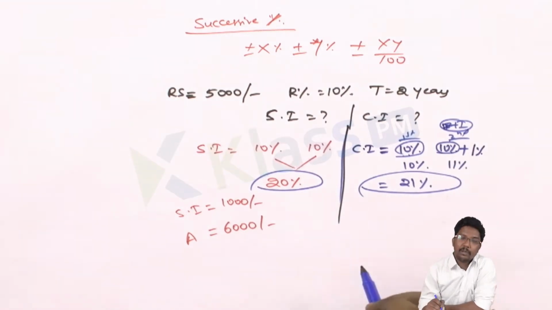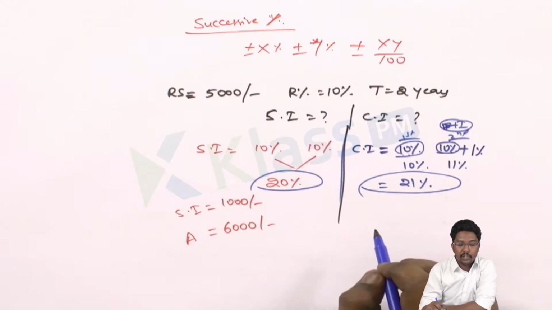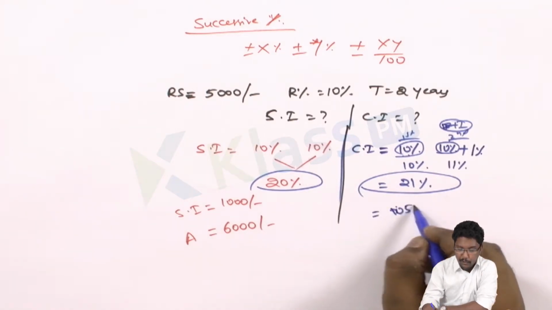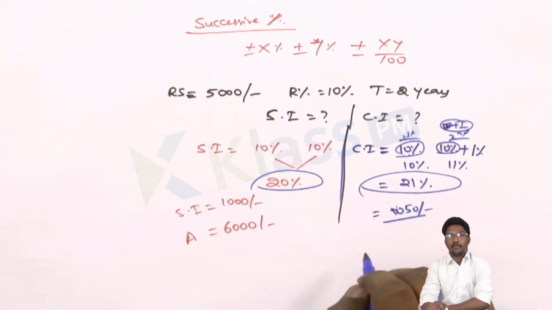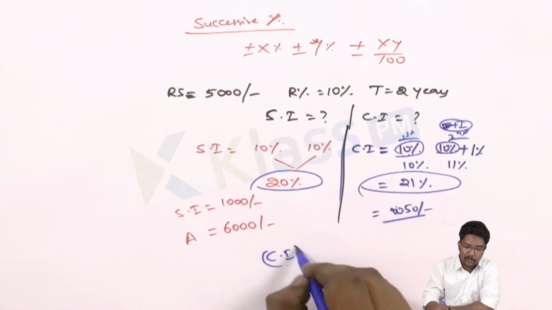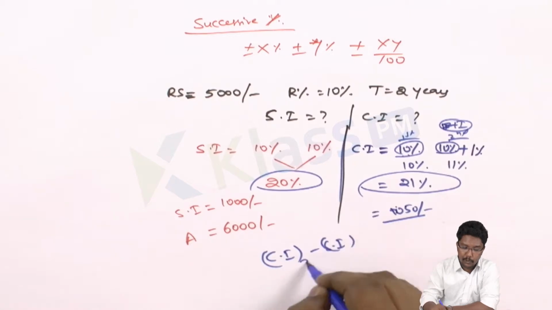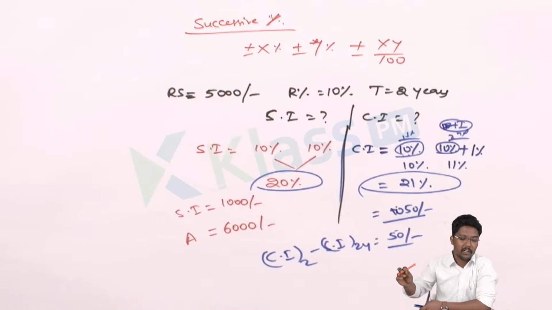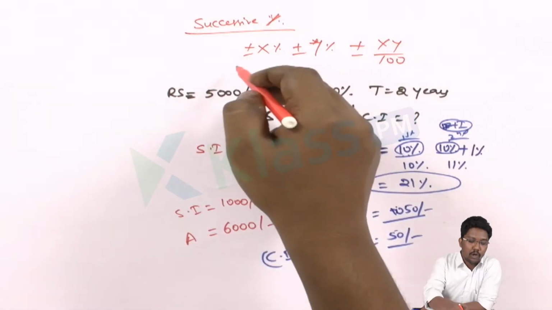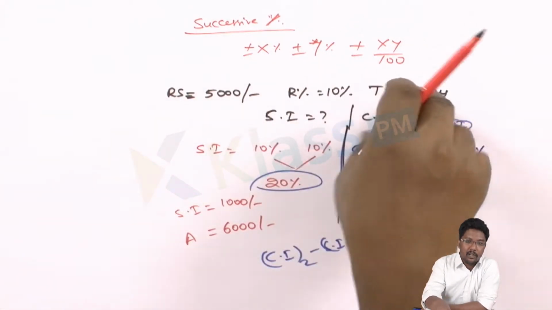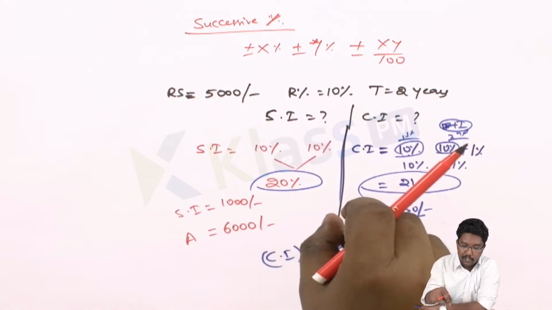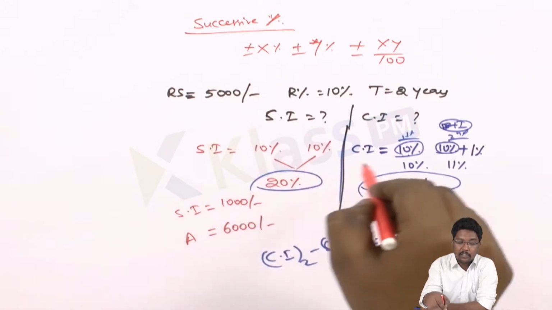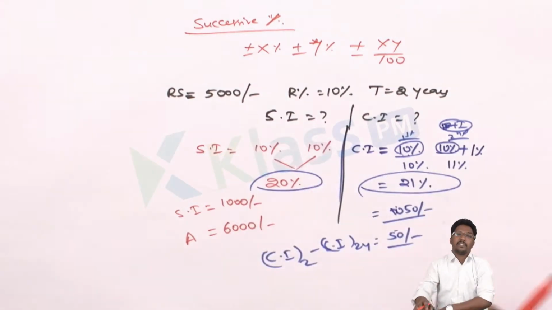In total it is 21%. What is 21% of 5,000 rupees? It is 6,050 rupees. So I am paying 50 rupees extra. Then the difference between simple interest and compound interest for 2 years is 50 rupees. That's it. So we are covering the 3 models. How to calculate the compound interest? What is the difference between compound interest and simple interest for 2 years? And what is the difference in terms of percentages?